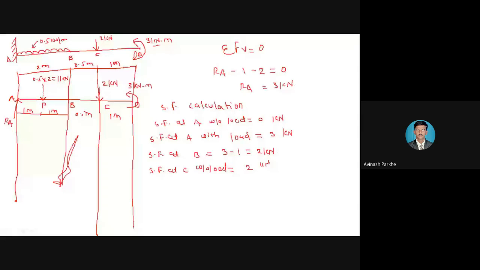SF at C with load means 2 minus 2 is equal to 0 kilonewton.